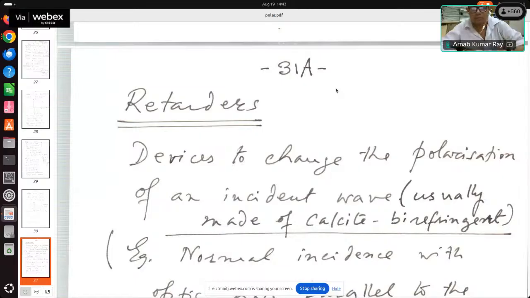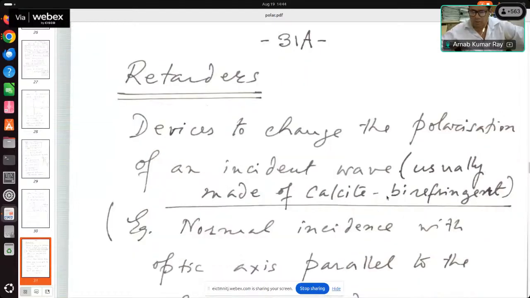One velocity will be suppressed with respect to another. So basically we are going back to the old idea, the same idea of e rays and o rays traveling with two different speeds. Anyway, so let us see retarders, devices to change the polarization of an incident wave, and this device is usually made of birefringent calcite crystal.